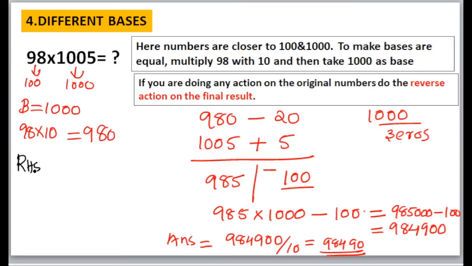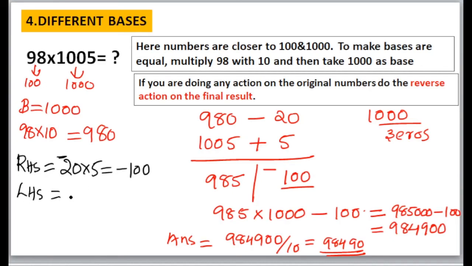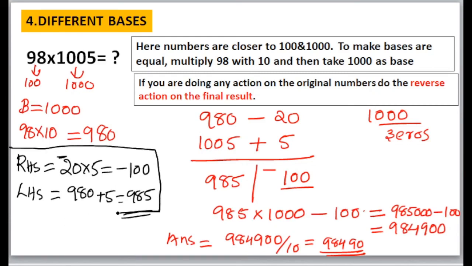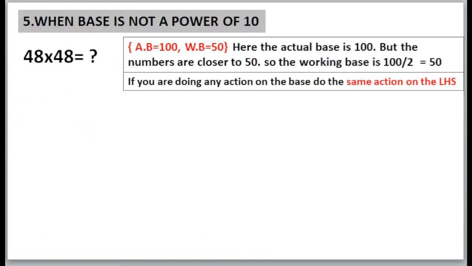Your RHS is equal to 20 into 5, that is minus 100, and your LHS is 980 plus 5 is equal to 985. This is for your clarification. So 98490 is the final answer.